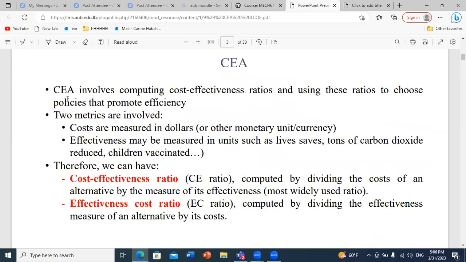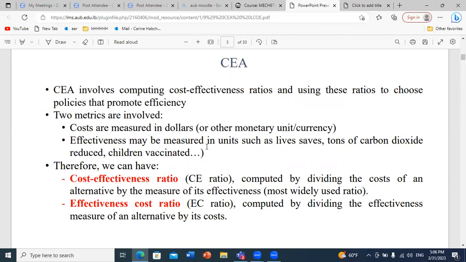So the cost effectiveness analysis involves computing cost effectiveness ratios and using these ratios to choose policies that promote efficiency. In general, two metrics will be involved. First, costs are measured in dollars or another monetary unit or currency, while effectiveness may be measured, depending on the case, in units such as lives saved, tons of carbon dioxide reduction, the number of children vaccinated, etc., depending on the application that you have.